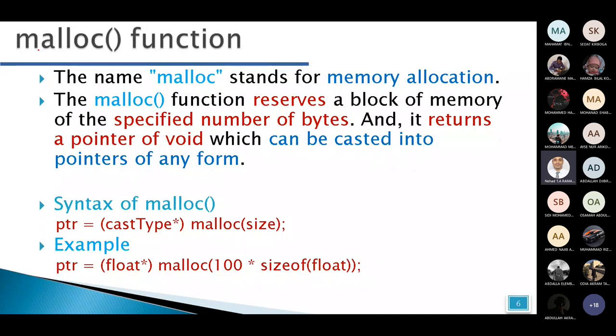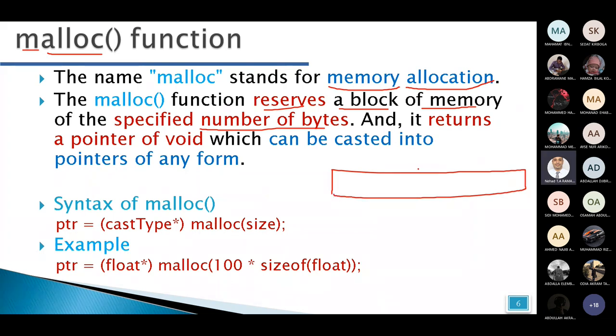The first function is malloc, which stands for memory allocation. This function is used to reserve a block of memory that has a number of bytes. So we don't care about the variables here. We reserve a block of memory in the heap. This block of memory has a size in bytes. How many bytes do we need? The allocator doesn't care, but you as a programmer care. You have to know.